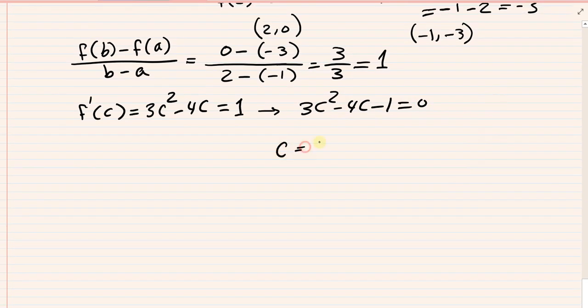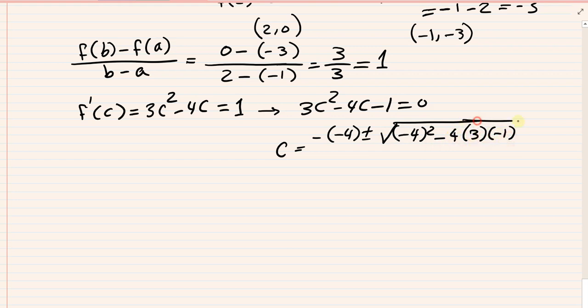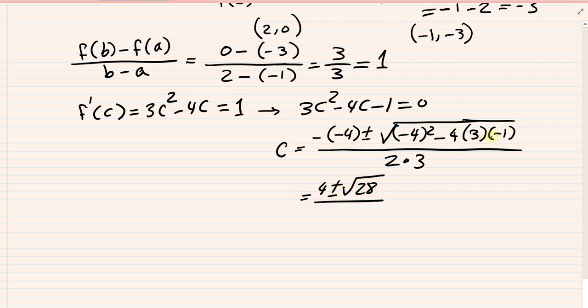And let me use the quadratic formula, negative b plus or minus the square root of b squared minus 4ac, divided by 2a. Okay, so this is going to be 4 plus or minus, the radicand is going to be 28, right? That's 16 plus 12. 28 divided by 6. Now 28 is 4 times 7, so that's 4 plus minus 2 root 7 divided by 6. Divide the 2's out and we get 2 plus minus radical 7 over 3.